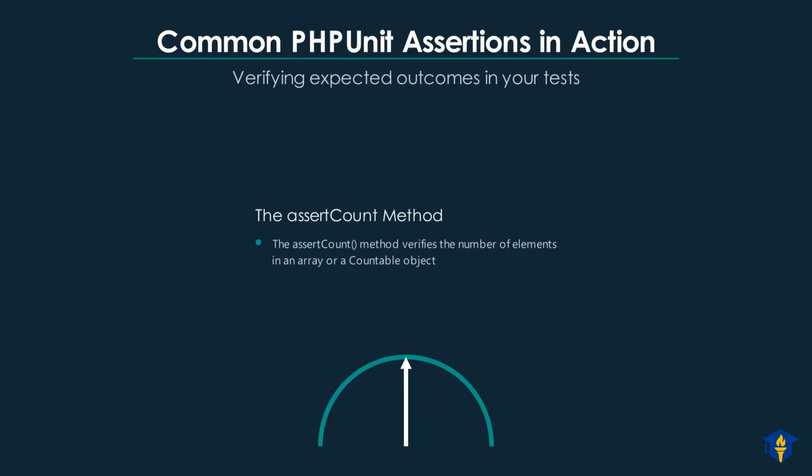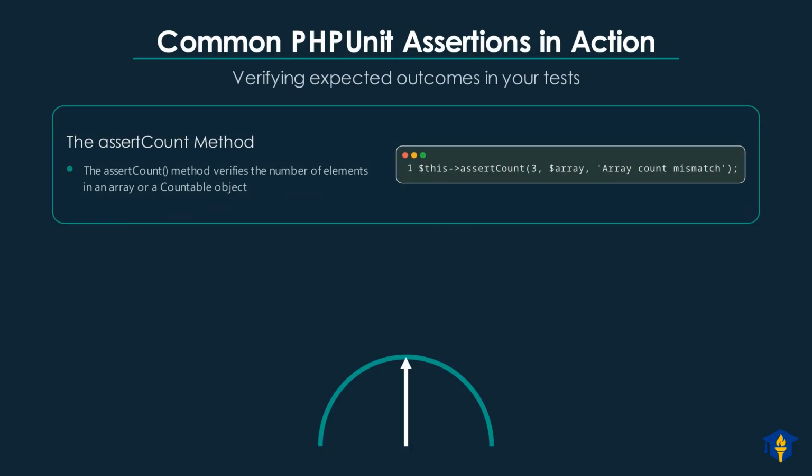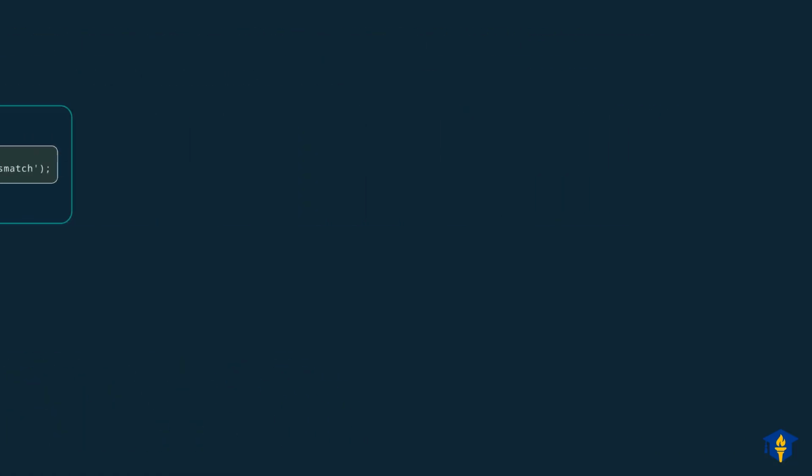Finally, we will explore the assertCount method, which is perfect for validating collection sizes. The assertCount method verifies the number of elements in an array or any countable object efficiently. Here, assertCount checks if the array contains exactly 3 elements, reporting any count mismatches.